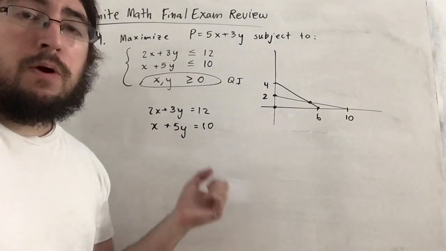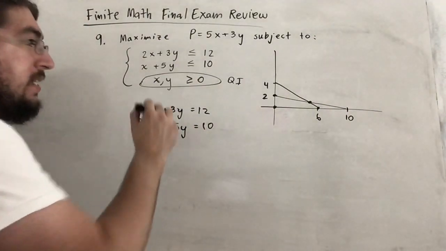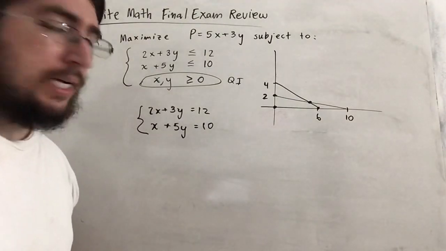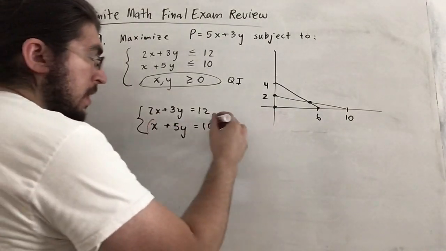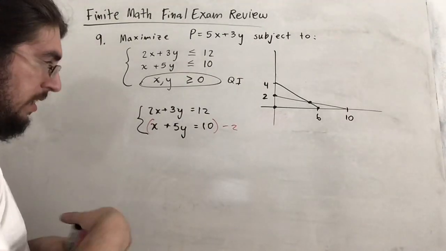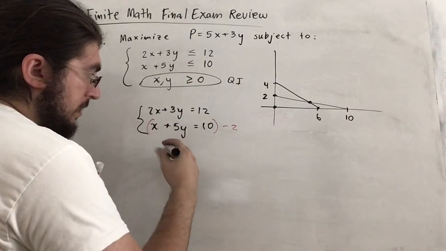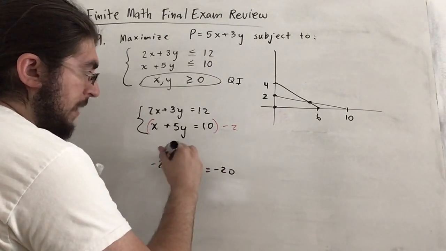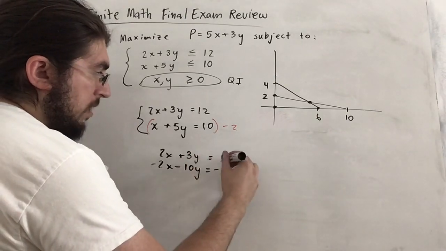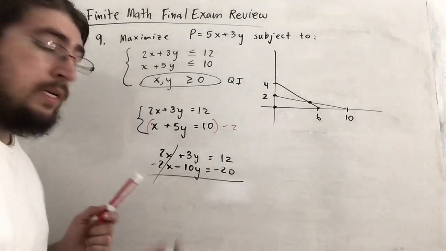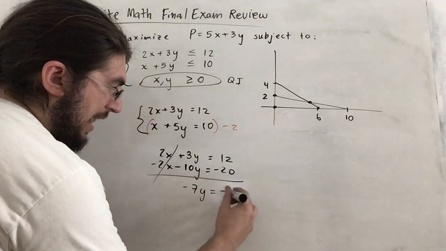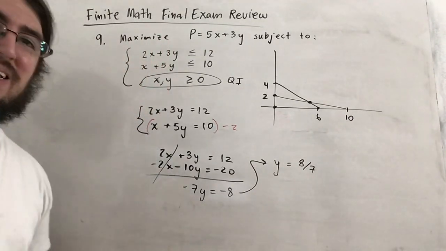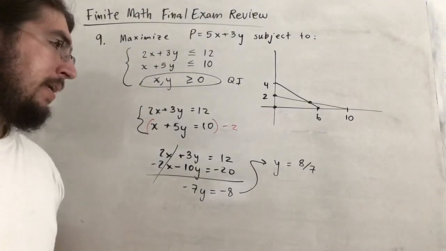To find this corner point, we're going to solve the system involving these two equations, which is where these lines intersect. We can multiply the bottom by negative 2 to cancel out the x's. What that gives us for the second equation is negative 2x minus 10y is equal to negative 20. The top stays the same, 2x plus 3y is equal to 12. Notice the x's cancel out. We'll get negative 7y is equal to negative 8. So that means y is equal to 8/7. Yikes. Not a very pleasant number. It's a fraction, of course, but still a number nonetheless.